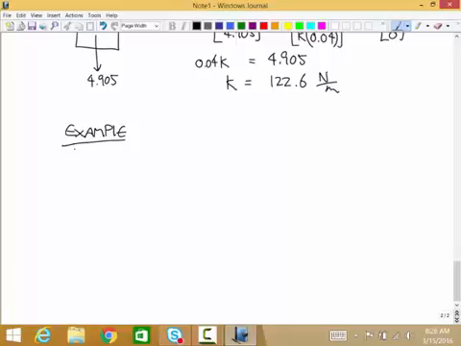Okay, so now let's do a little harder one. So now let's say that there are two carts.